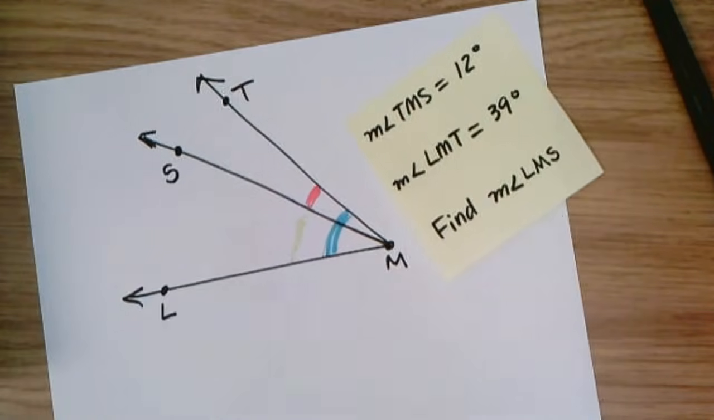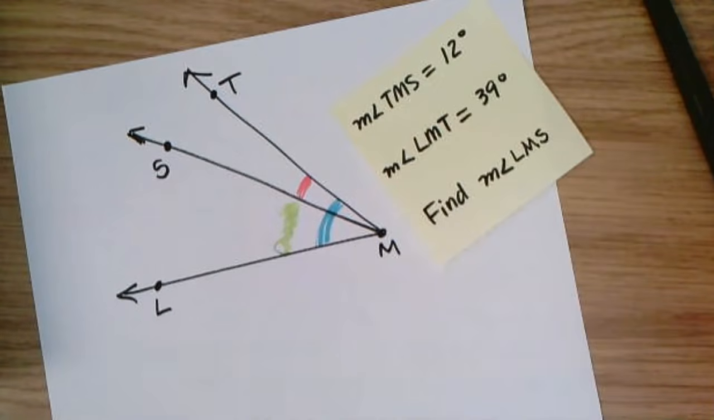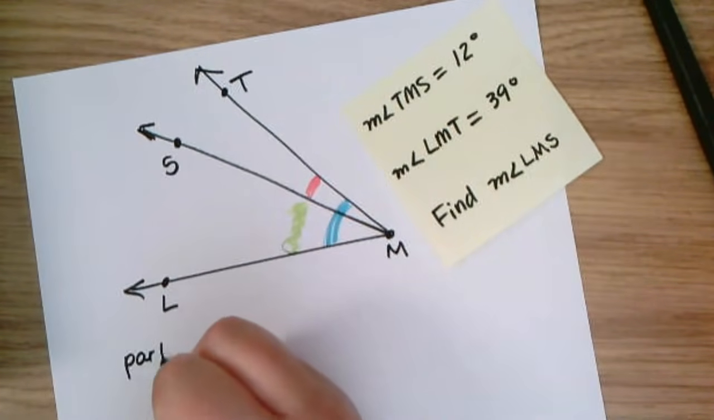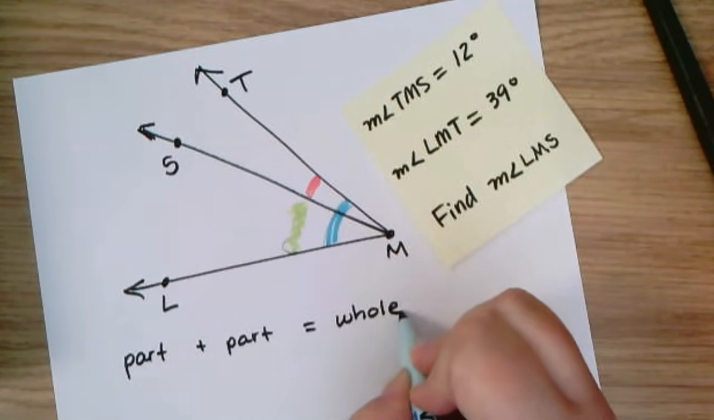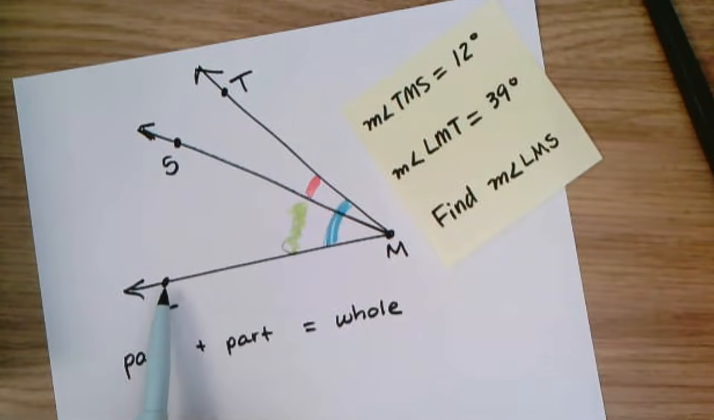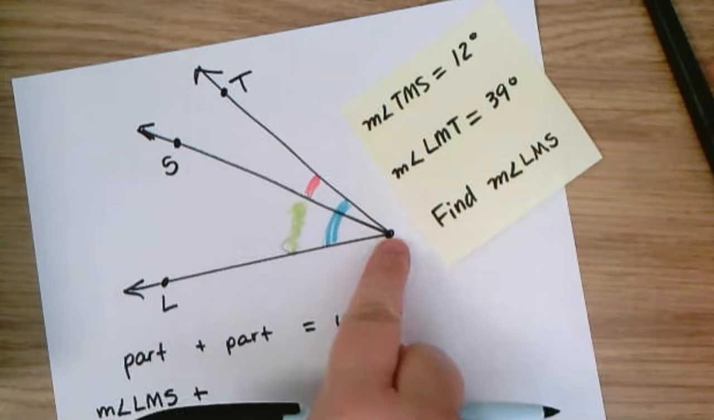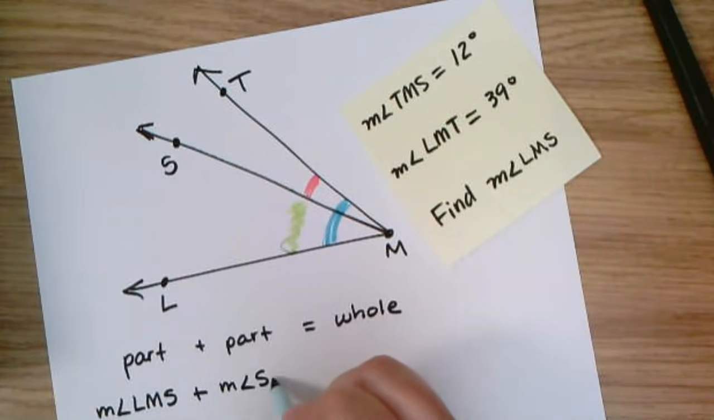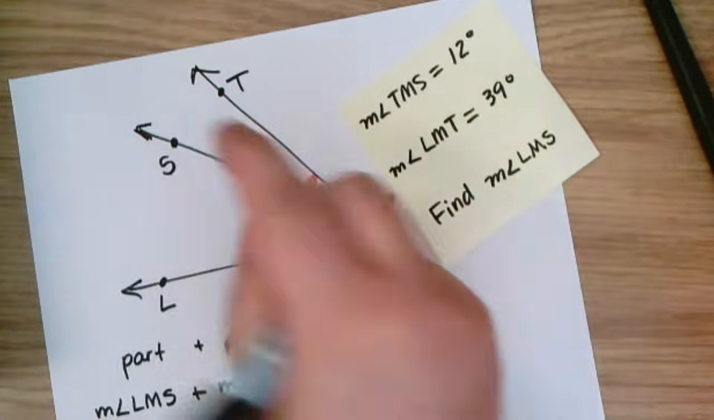That's the leftover part. Let me just make a squiggle. These are not congruence markings. This is just me trying to show where that angle is. Again, we've got part plus part equals whole. The two smaller angles, going from this side, are LMS, so the measure of angle LMS, plus the next smaller one, SMT, the measure of angle SMT, is equal to the whole thing, which is LMT.